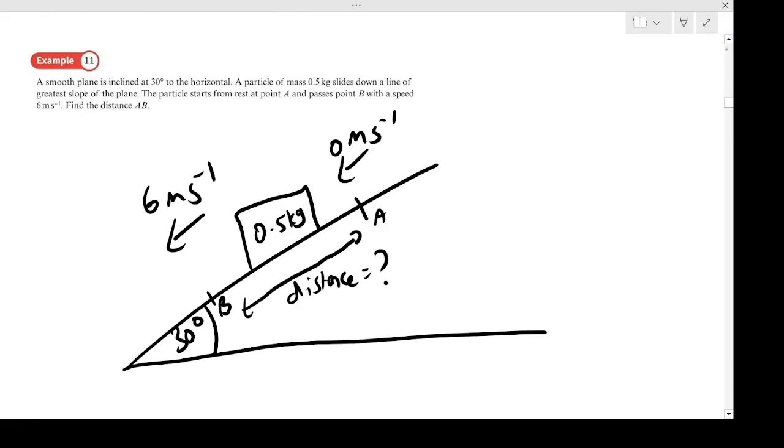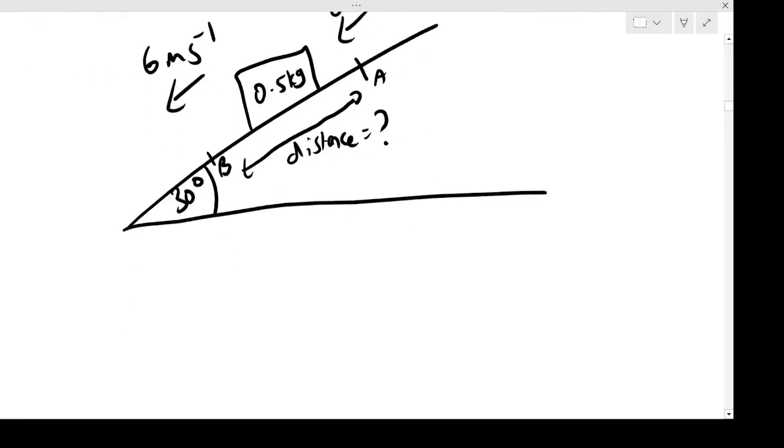Well, firstly, there's no friction because I'm told it's a smooth plane. I remember I mentioned rough means friction, smooth means no friction. I'll make a note of that, if you're not aware of that already. So there's no friction force. There's also no force pulling it forward apart from its weight. I'm not told about any forces like that. So there are no forces really acting on it, so it's conservation of energy.